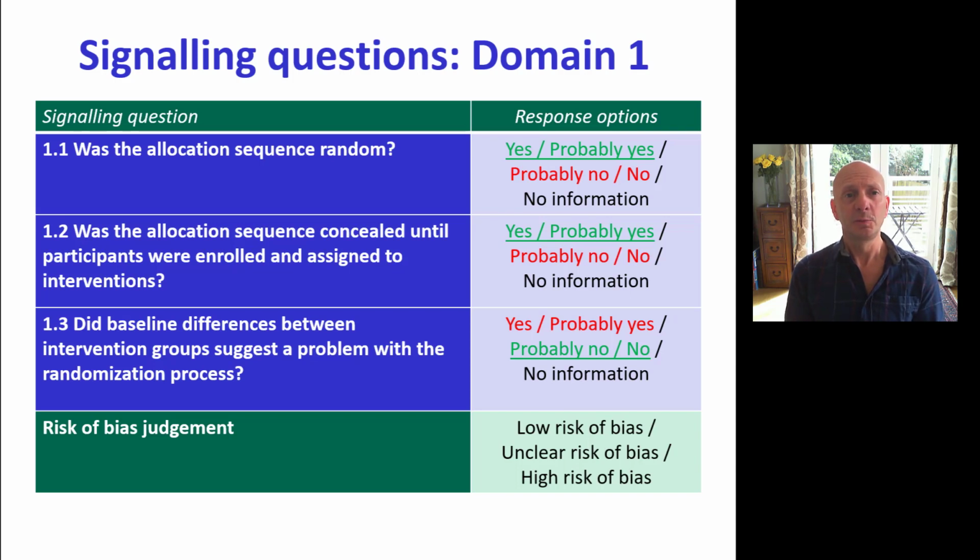We have three signalling questions in the domain to address randomization. The first two issues: the sequence, was it random, and was that sequence concealed at the point of enrolling and assigning patients in the trial? And then we have a question around whether baseline differences suggest a problem with the randomization process. Note, this is not looking for some evidence of chance imbalance, which we'll almost always see. It's looking for real clues that there was something wrong with the randomization.